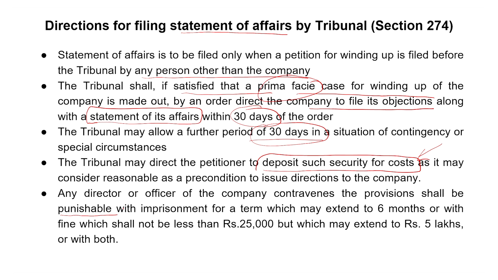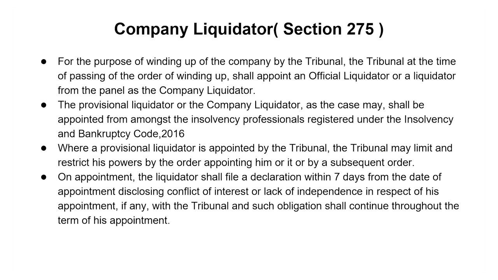If any provisions are not followed by any officer of the company or the director of the company, the punishment provided here is 6 months imprisonment or a fine of 25,000 rupees, and this fine may be extended up to 5 lakh rupees, or both punishments may be applicable against the officers or the director of the company if they contravene any provision of the winding up process.